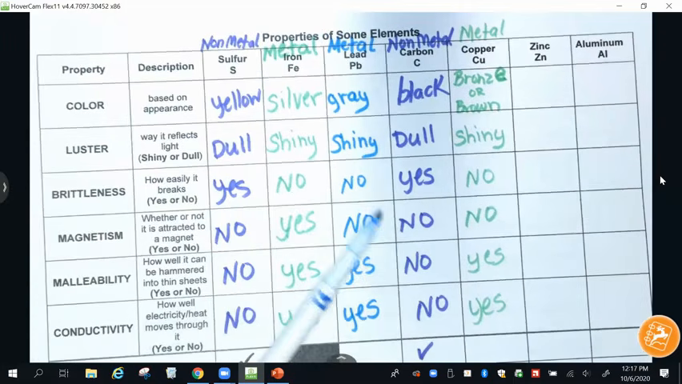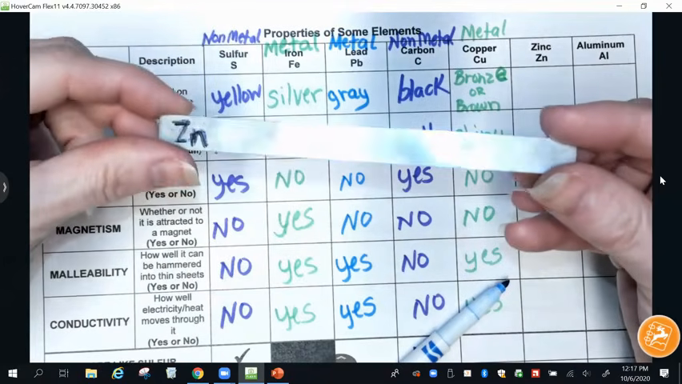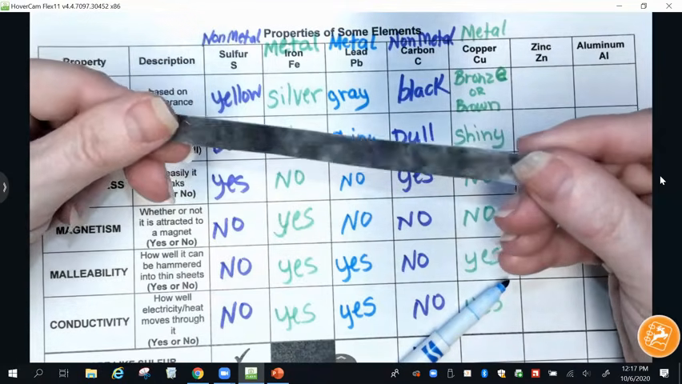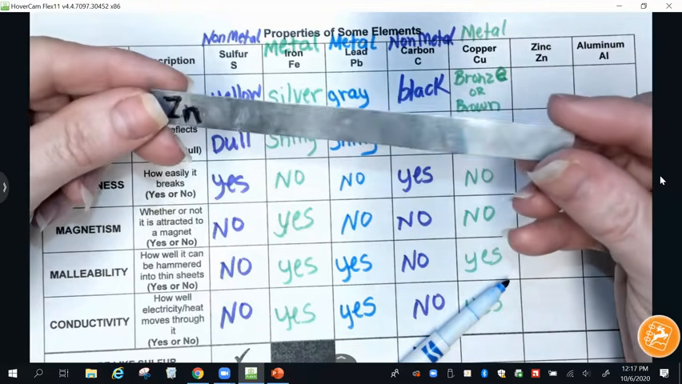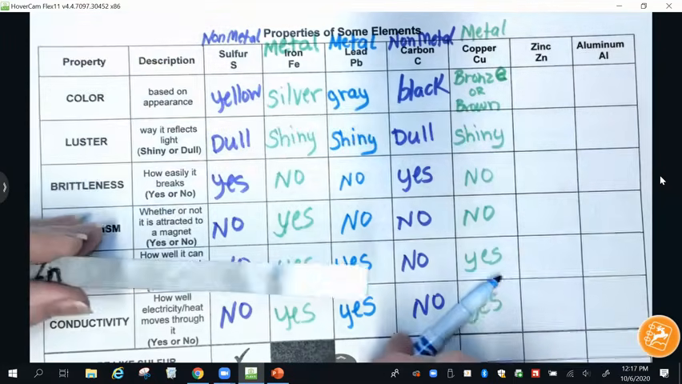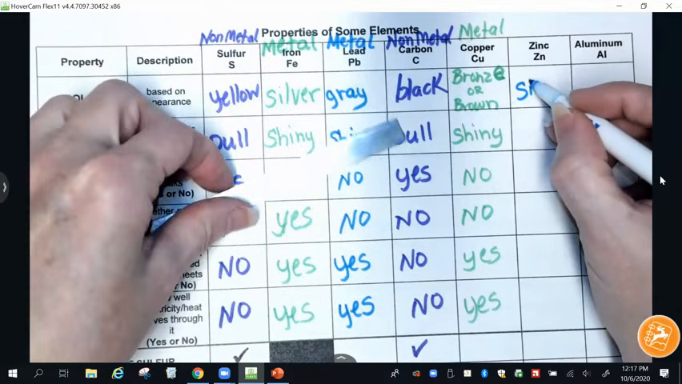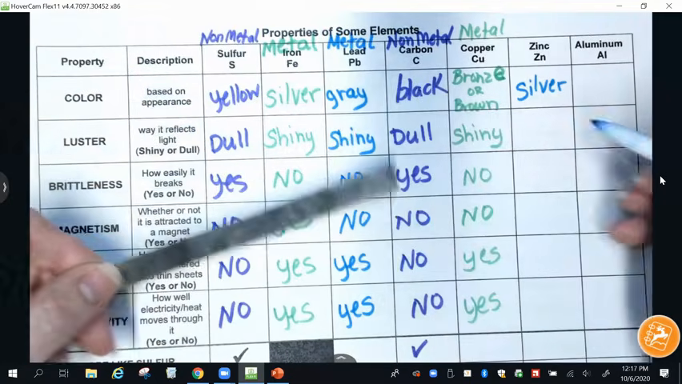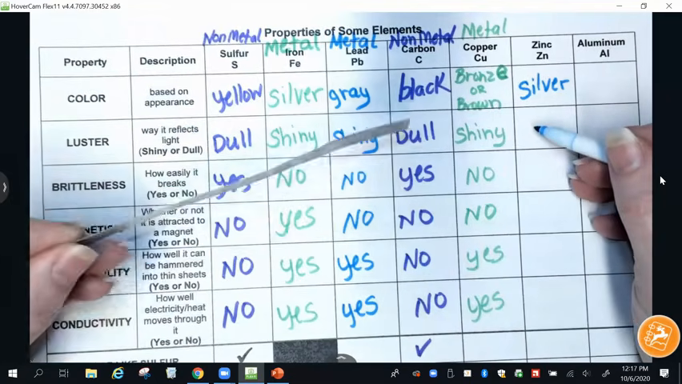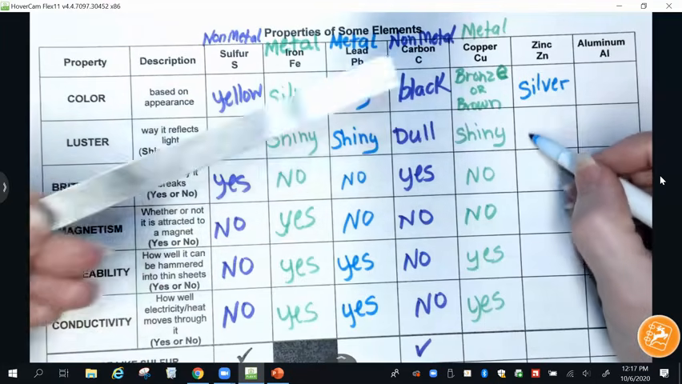Okay, so here's my piece of zinc. So look at it. Shiny, definitely shiny, and it looks bendable. Okay, well, what's the color? What color would we say? Silver. Okay, so let's write down silver. Do we have to do the back of this thing also? So it's silver. The luster. What did we say when we put it in the light? Shiny.